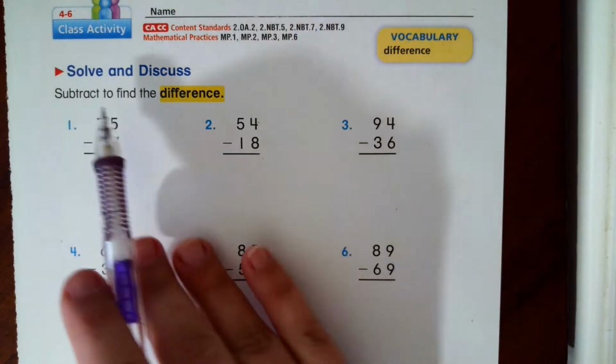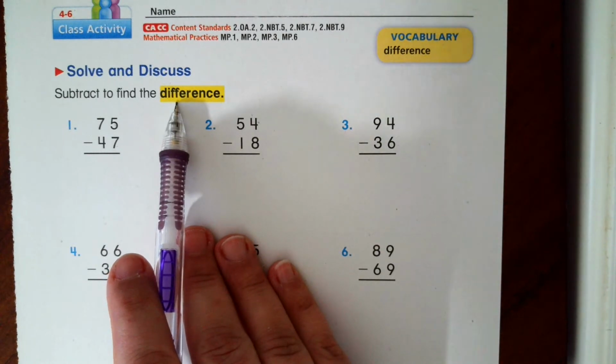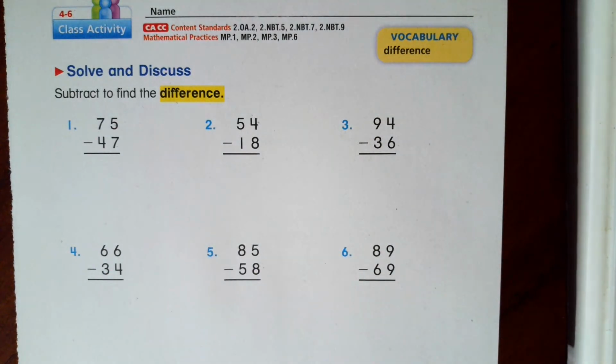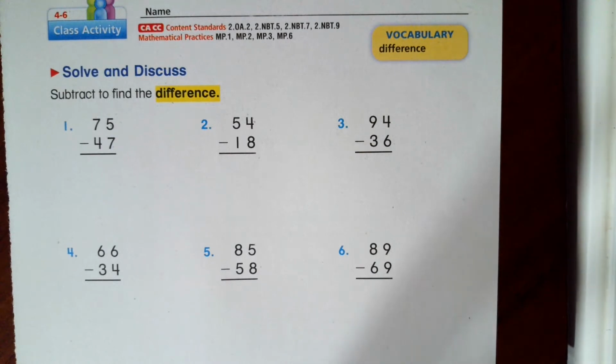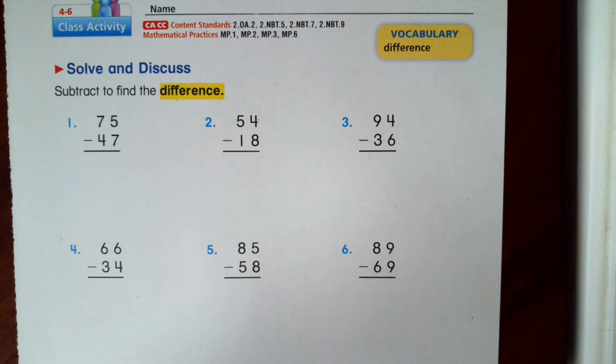Now, when it says subtract to find the difference, difference is a fancy word for answer. So subtract to find the answer, okay? Difference means the difference between two numbers, so how it changes between two numbers. So for the first three problems, everybody is going to do the drawing method.